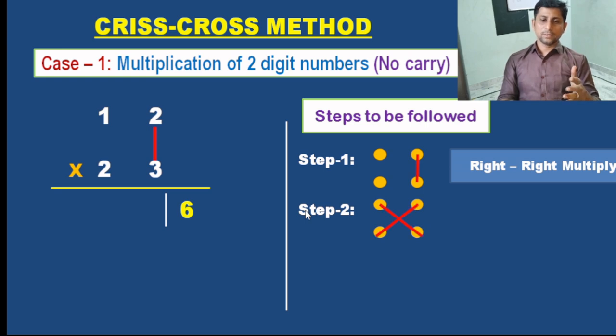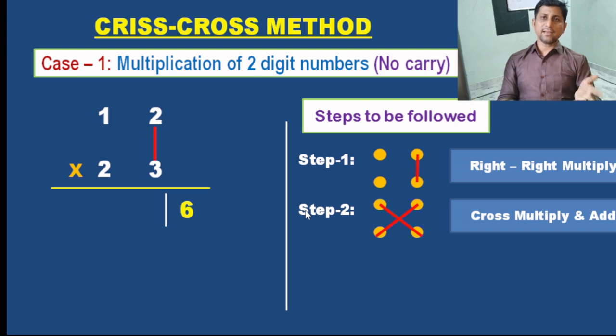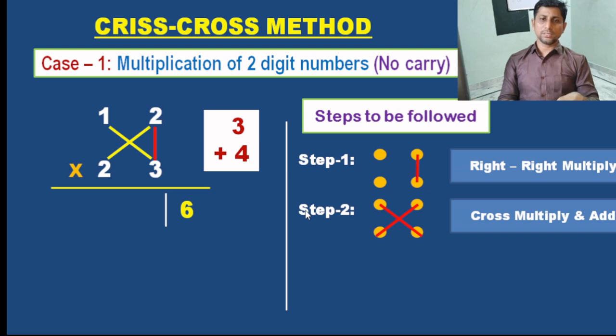That means cross multiplication, and then add those two answers. So see, 1 and 3 will get answer 3. 2 and 2 will get answer 4. Then add these two, we will get answer 7. This is the second step. The second step is cross multiplication of digits and then add the answers.